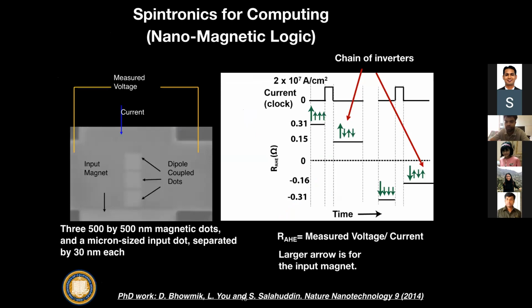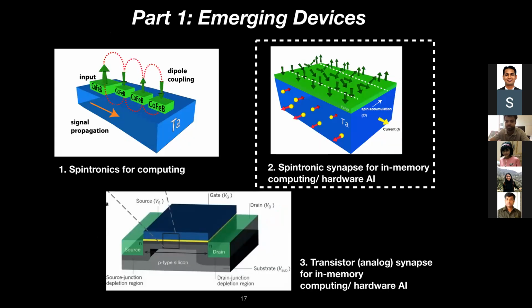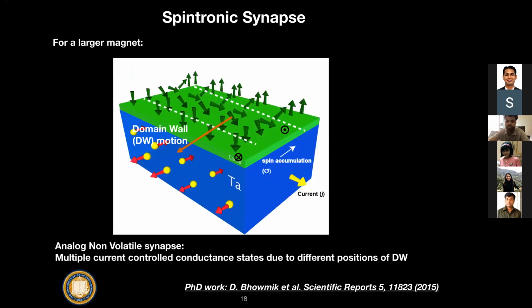Yeah, let's move ahead. Now the question is, we earlier showed that on a smaller magnet, if you apply a current pulse, it switches to either up or down. Now what happens to a larger magnet? When you apply a current to a larger magnet, typically this magnet is not completely up or completely down. Rather, it goes to a mixed state, that is, some of the moments are up and some of the moments are down. And the region which separates the down polarized moments from the up polarized moments is called the domain wall.